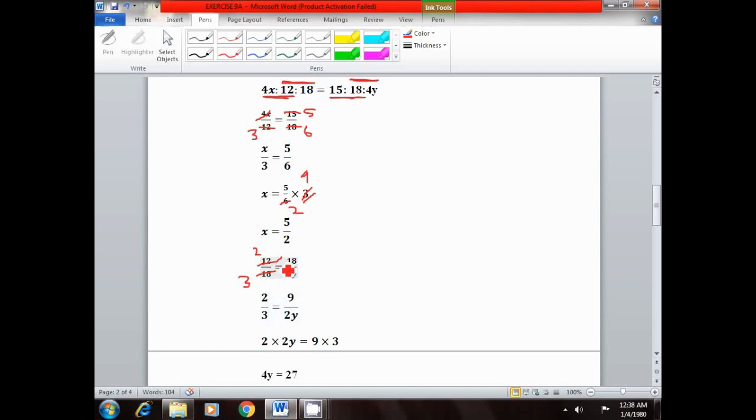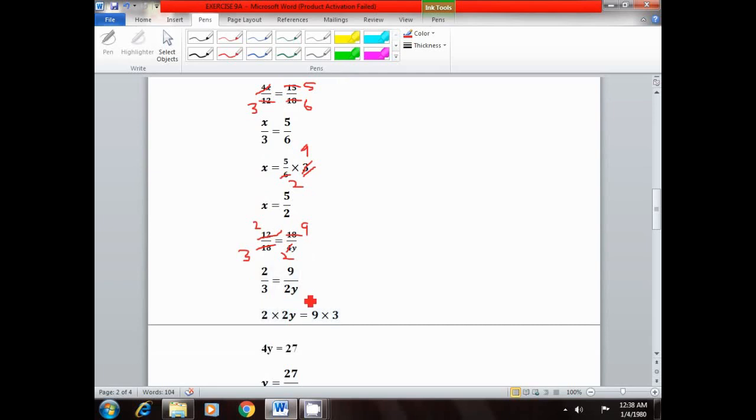Again, on the right side, 18 and 4 both are multiples of 2, so we can divide them by 2. 2 times 9 is 18, and 2 times 2 is 4. So we have left 2 divided by 3 equals 9 divided by 2y. So let's take this 2y to the right side of the equation. Now this 2y will be multiplied by 2 on the left side of the equation.